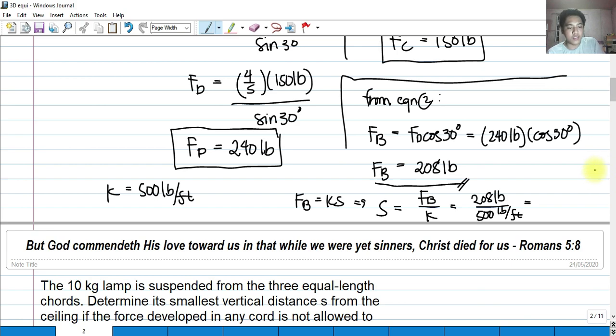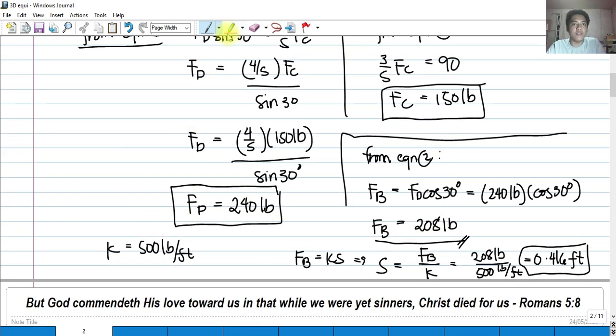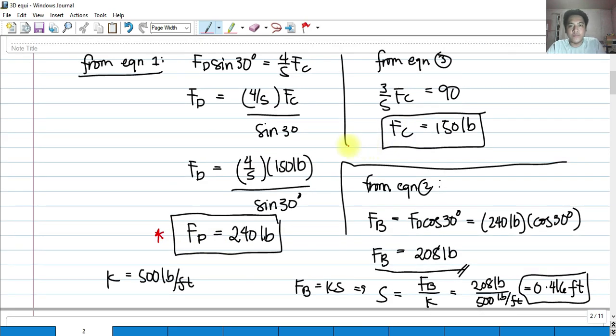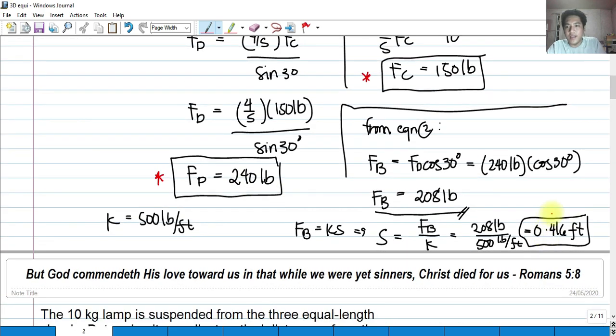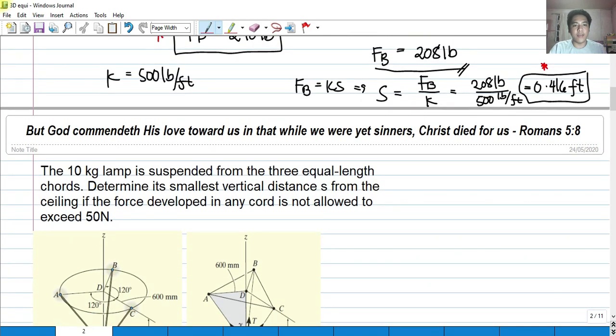So our S would be 0.416 feet, and that's the stretch in our spring. So this is our answer. So we have the tension on the cables F sub C and F sub D, and here is the stretch of the spring. Okay, so let's go now to our second example.